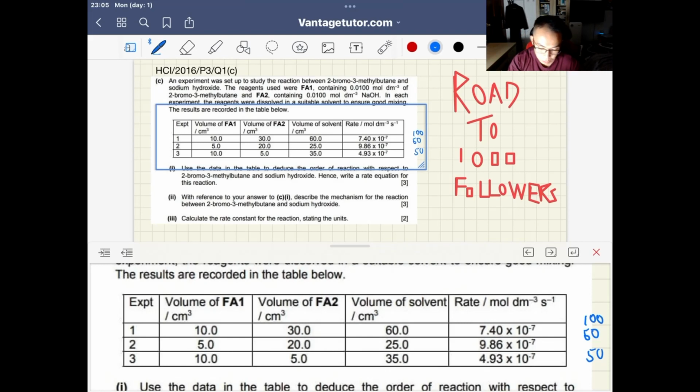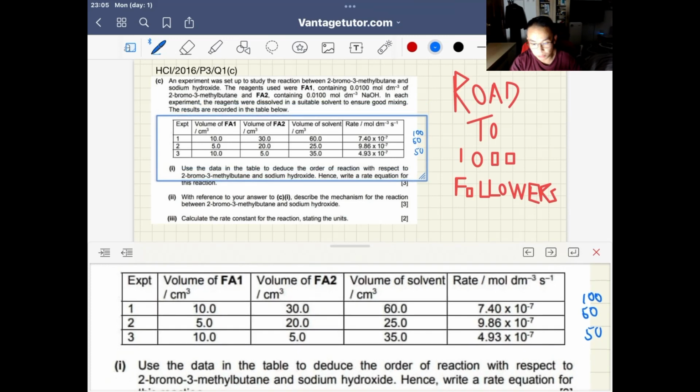Alright, so you can see the experiment 2 and 3. The volume is not consistent, so for me, I'm more of a multiply guy. I'm going to take the total volume of experiment 2 and times 2. So instead of saying 5, 20, 25, it will be 10, 40, and 50. And you can see that this should add up to become 100. Now, should the rate of reaction change? No, because everything in the mixture, Fa1, Fa2, and the volume of solvent all increase proportionately. So my rate of reaction doesn't change, but my total volume has changed.